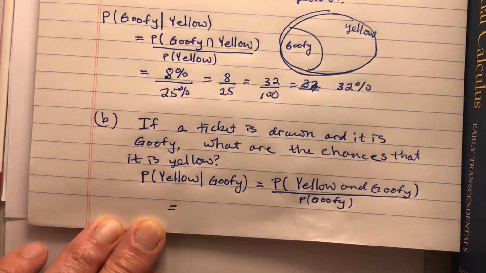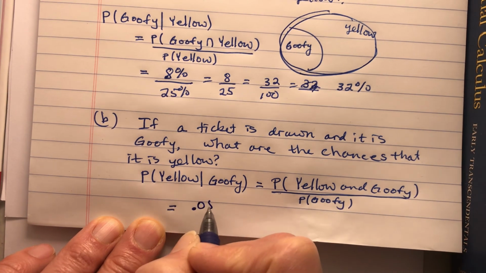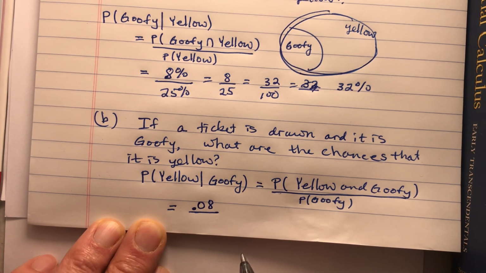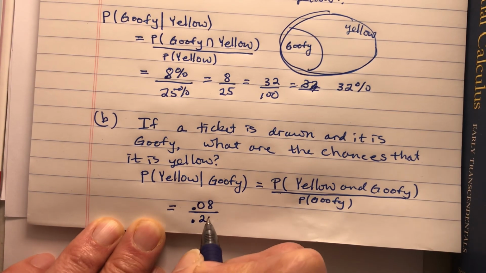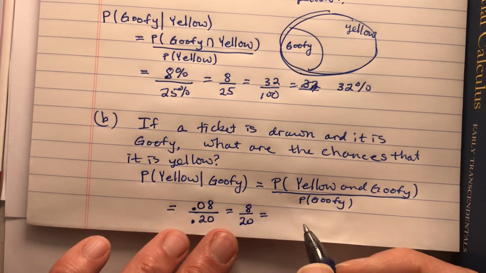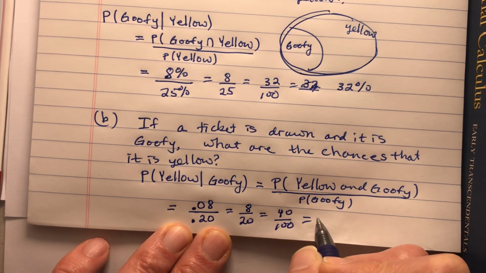And the probability of yellow and Goofy, again, is 8%. This time I'll write it as 0.08. I felt uncomfortable writing just 8%, so 0.08 for 8%, divided by the probability of Goofy, which is 20%, which is 0.20. So it's 8 over 20. If I multiply the numerator and denominator by 5, I get 40 out of 100, which is 40%.